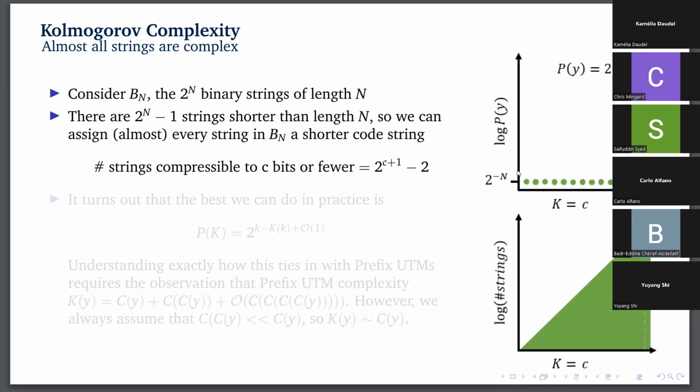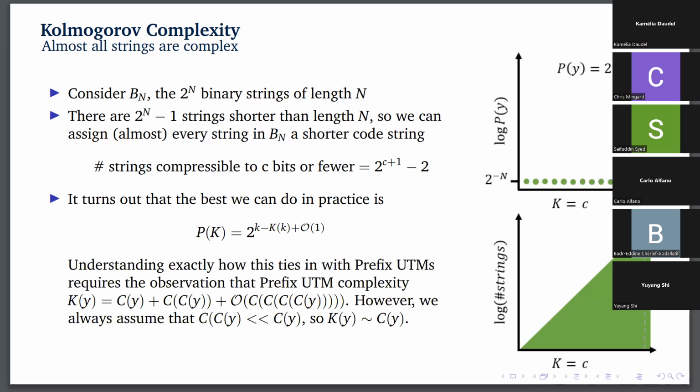If you were to just randomly sample strings, each of them has this probability 2 to the minus n, but the number of strings grows as 2 to the k. So if you plot the log of the number of strings, you get this sort of triangular structure up here, where half of the strings could only be compressible by 1 bit, and then half of those strings can only be compressible by 2 bits, and so on and so on.